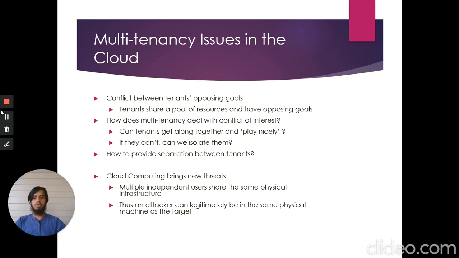Cloud computing brings new threats. As it is a new technology and it has got good benefits, along with that we should be facing some threats. Multiple independent users share the same physical infrastructure. Users are different, the clients are different, but they are using the same cloud. So here the risk arises. Can an attacker legitimately be on the same physical machine as the target? For instance, if I am a businessman and I have taken cloud storage of a particular provider, then my rival and business competitor can also be storing their data in the same cloud. So here the opposing goals will be in the same cloud, and this will create a problem.